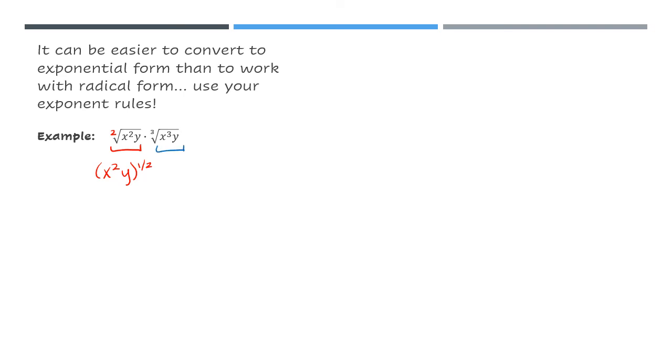Now the other piece would be x cubed times y all to the 1/3 power. Okay, so we've got a power of a product situation going on here, again, where we want to essentially distribute our exponent into the parentheses. So that's going to look like x to the 2/2 power, y to the 1/2 power, x to the 3/3 power, and y to the 1/3 power.